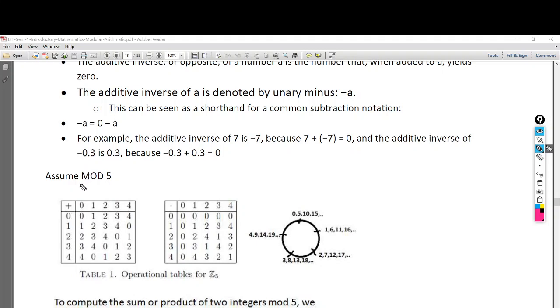I am doing this very slowly because I want to explain a concept called inverse. So we are not hurried. If you hurry, you try to get some materials without understanding. So assume that it is mod 5. We know that if it is mod 5, the possible numbers are 0, 1, 2, 3 and 4.